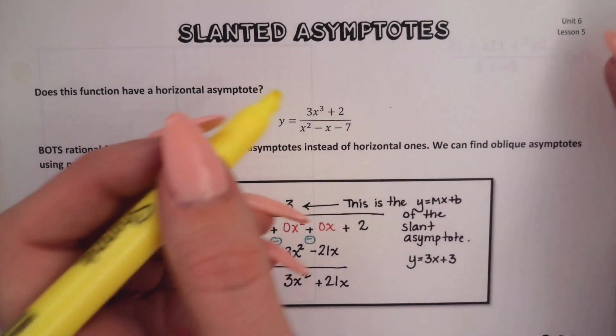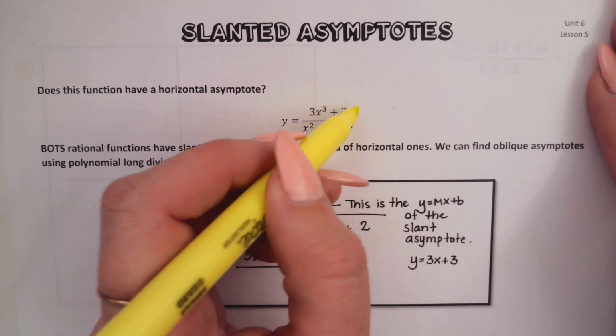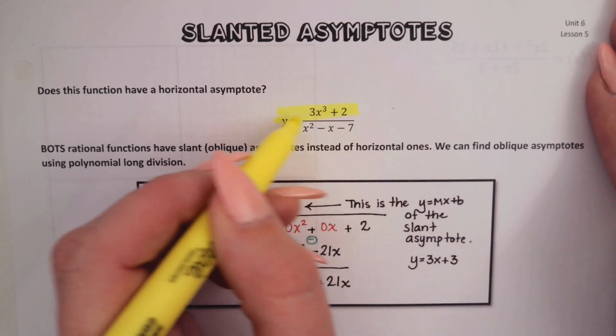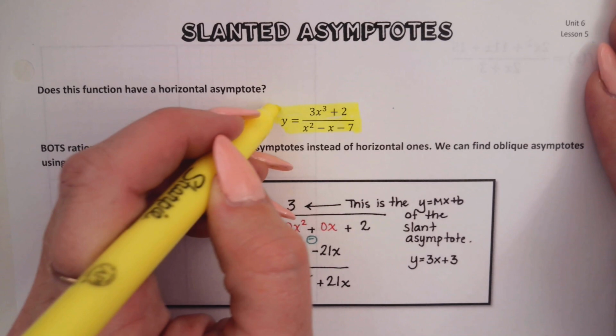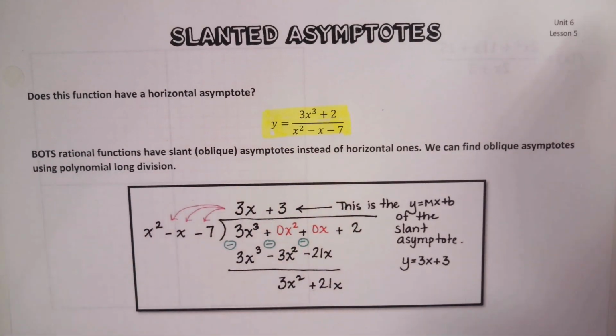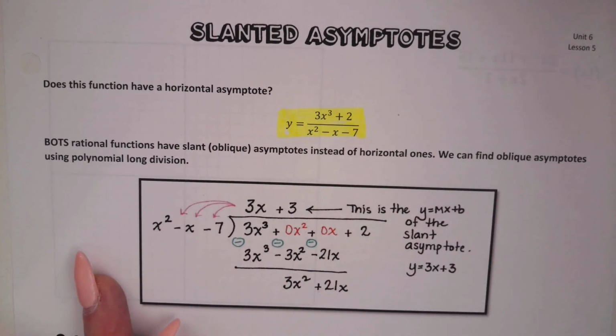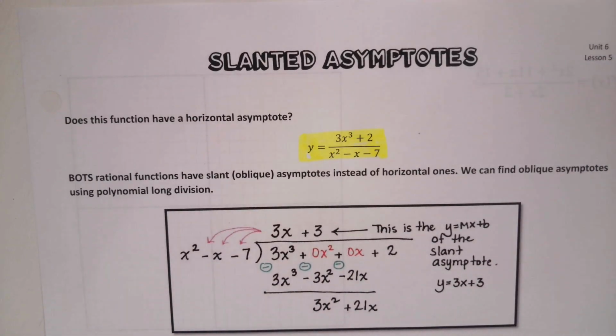So let's look at the one we have here. We have 3x cubed plus 2 over x squared minus x minus 7. Is the degree bigger on the bottom? Is it bigger on the top? Or are those exponents the same? It's bigger on top.